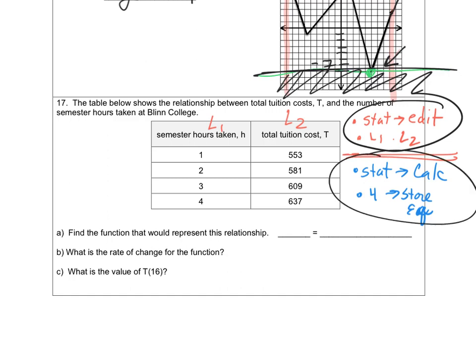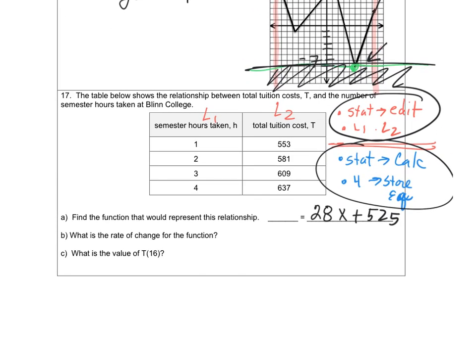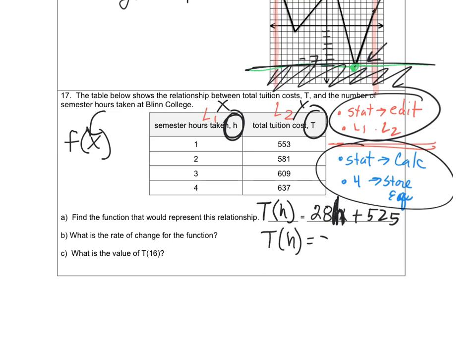Then I do stat calc 4, and what I get in my calculator is the equation 28x plus 525. The problem is when you read this, we've got h and t. Now this is my x values and these are my y values, so I know I'm going to write it t of h, because we would have written it f of x, but instead of x we have an h. So I would say t of h equals 28h plus 525.